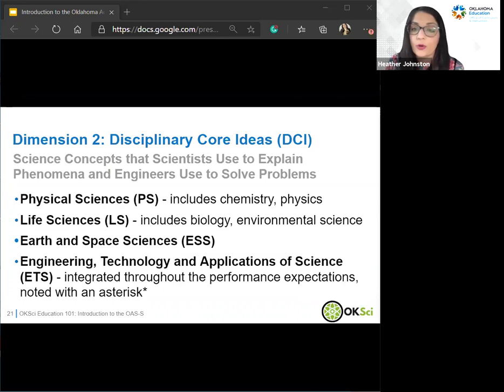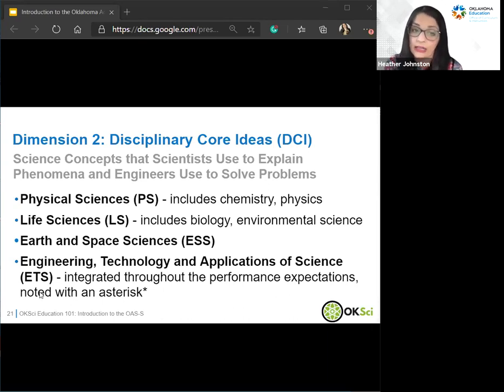There are 4 domains of science ideas, and that's how the disciplinary core ideas are broken up. We have the physical sciences, which are indicated with the PS. We have the life sciences, the earth and space sciences, and engineering, technology, and applications of science. The Oklahoma Academic Standards for Science are really only focused on these first 3. So these are specifically called out in each of the grade levels.